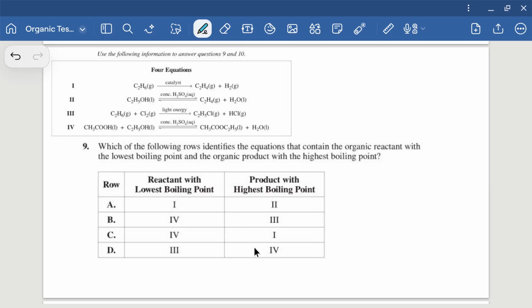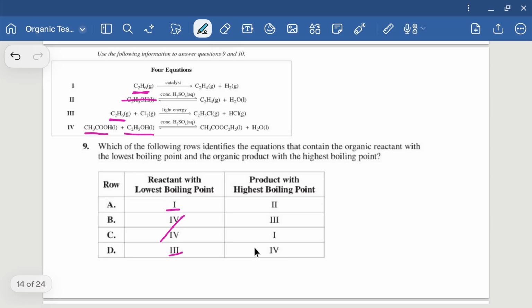So the first one is, which of the following rows identify the equation that contains the organic reactant with the lowest boiling point, and then the organic product with the highest boiling point. So going through this, this first reactant wouldn't have a high boiling point because it's not polar. The second one would. Looking at the next one, because it's asking about the organic reactant, it's still looking at that C2H6, which is like number 1, so same idea. And then the reactants in number 4, those are both polar, so they both would have a high boiling point. So far we're looking at either number 1 or 3, and we can take those two out.